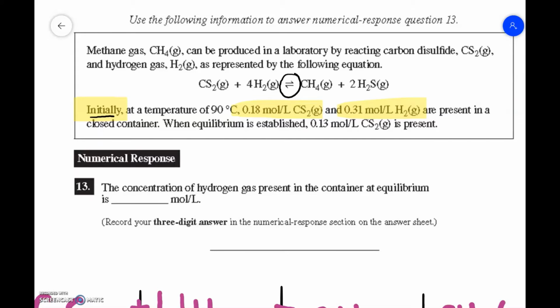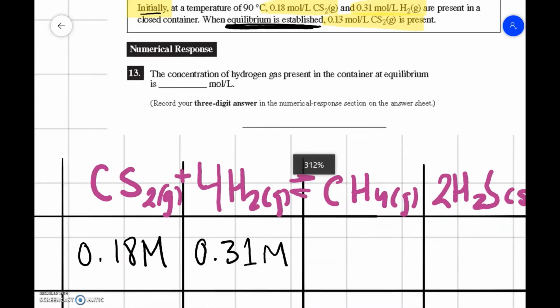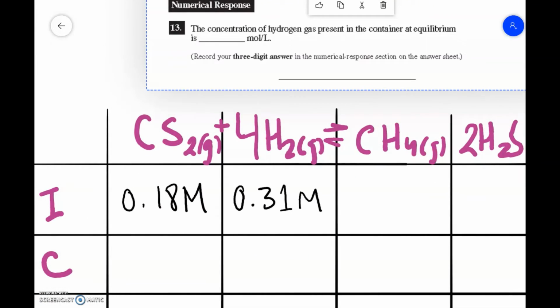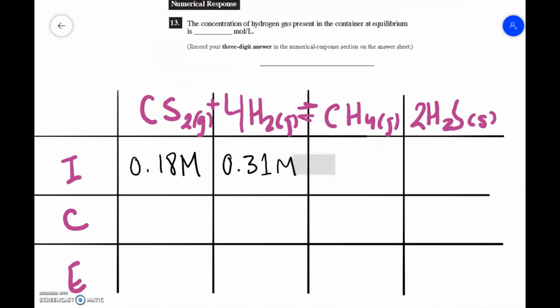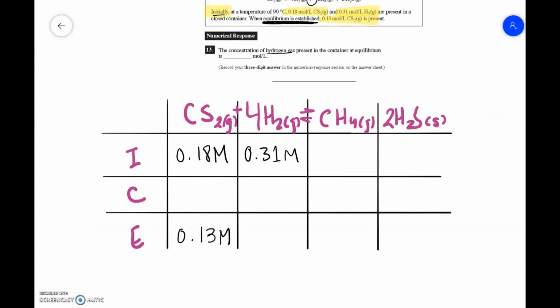So when the equilibrium is established, another big word here, equilibrium is established, 0.13 moles of CS2 gas is present. So we know that when equilibrium has been reached, 0.13 moles per liter of CS2 is present. We can add that into our equilibrium box for CS2. Now the problem is asking for the concentration of hydrogen gas present at equilibrium. So we are looking for the value that goes into this box right here.